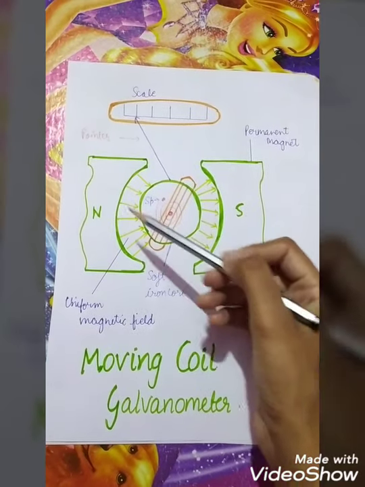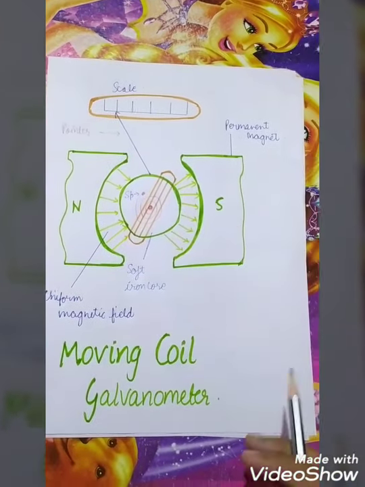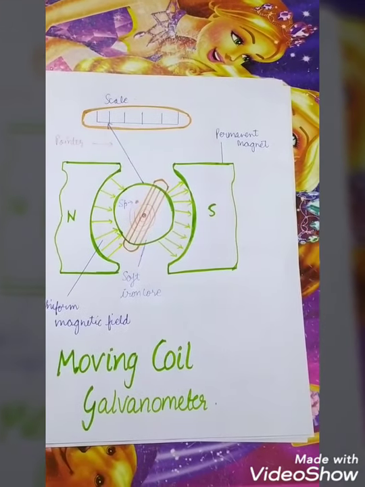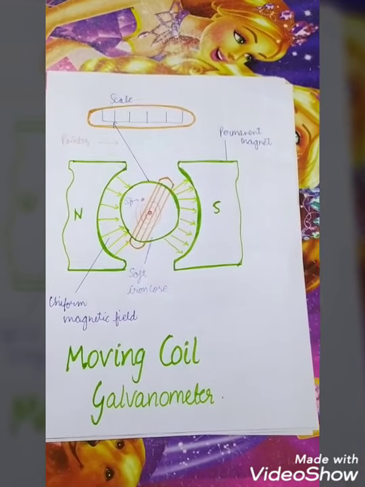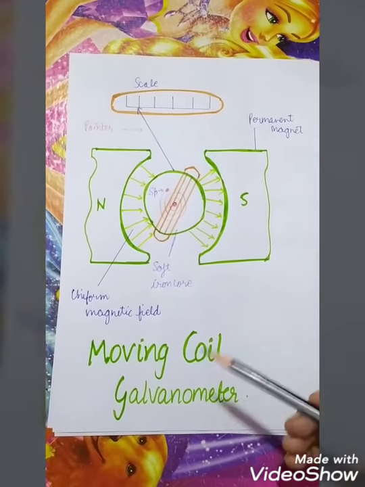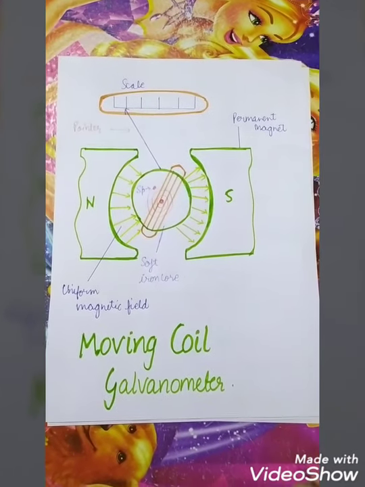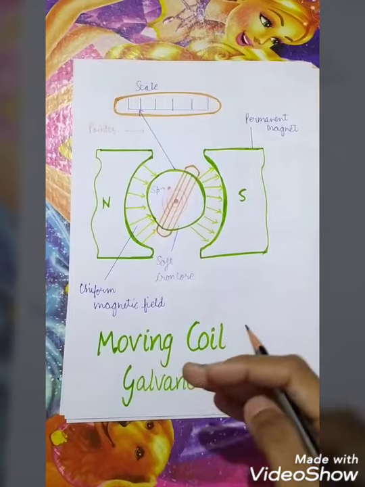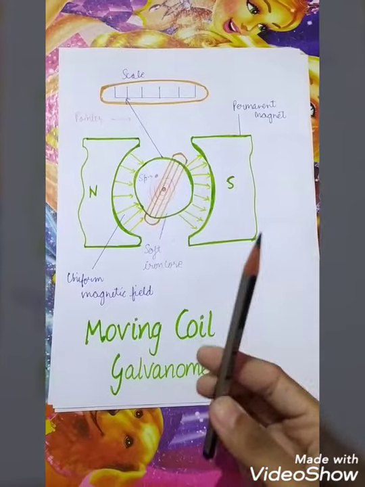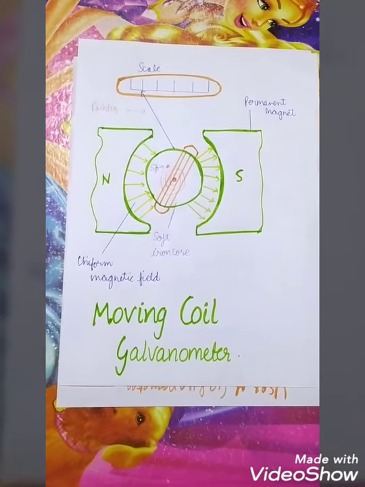On the left side we have the north pole and on the right the south pole. These are permanent magnets, provided for the magnetic field. In this experiment we need a uniform magnetic field, so it is obvious that we need magnets or some source to provide it. Here we are using permanent magnets.